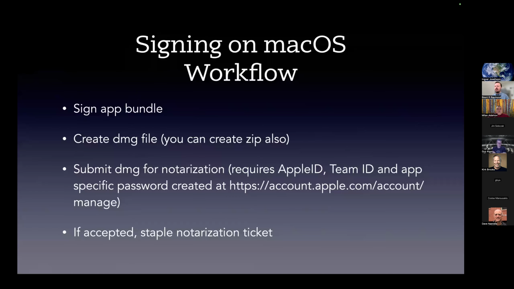So the workflow is as follows. You will sign the bundle. Then you will create the DMG. I prefer DMG for distribution, not zip files, for several reasons, and also I'm so used to DMG, I know that's the Mac archive. With zip, I know that's for Windows. Then you need to submit the DMG or zip for notarization.